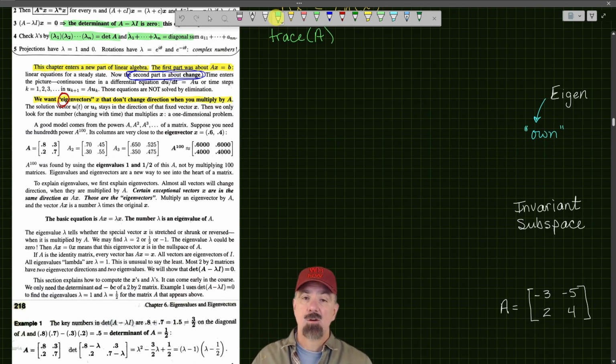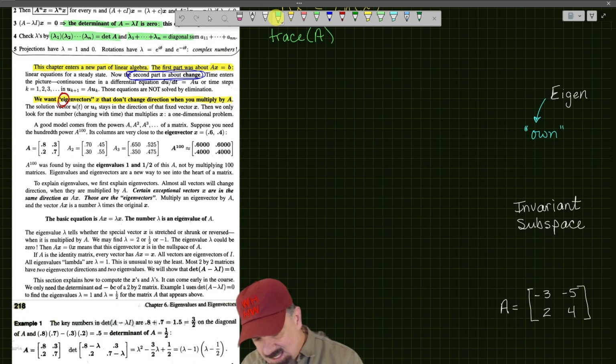And this is not the verb to own. This is as in essence. And that's what eigenvalues and eigenvectors are all about. They are the matrices' own vectors and values. They are what make the linear transformation into what the linear transformation actually is. It's the essence of the linear transformation. That's what we're talking about.